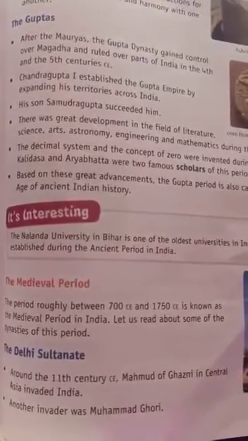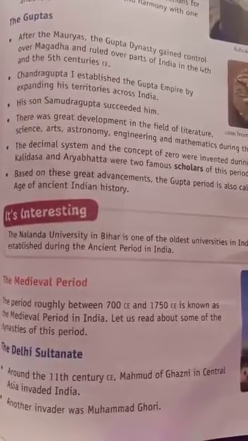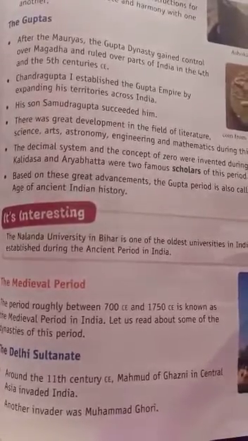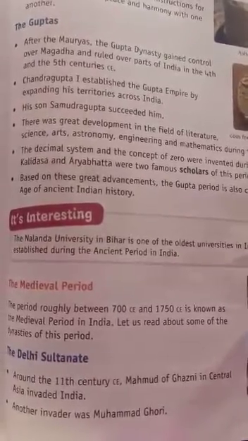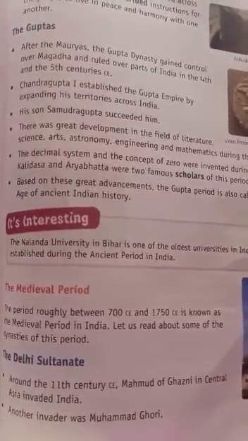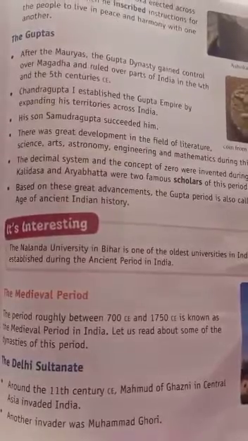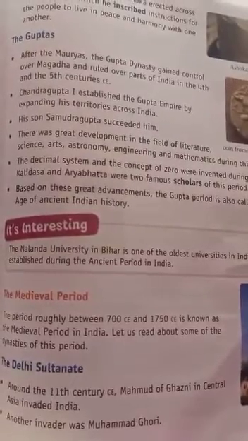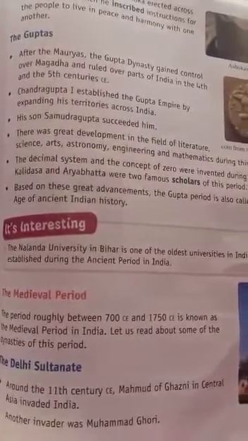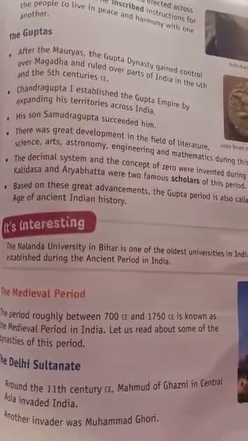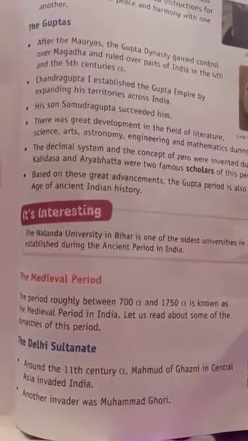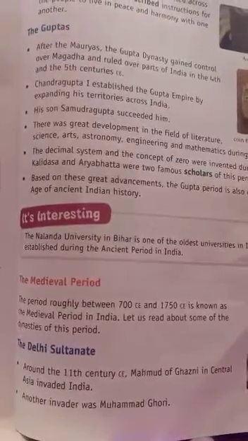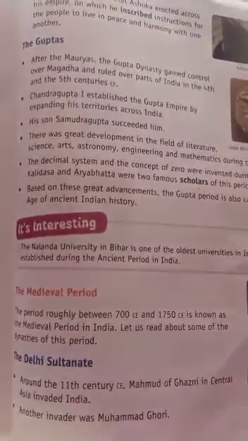And in those periods, Kalidas and Aryabhata were two famous scholars at this time. So, based on the great development and great advancements of those learning and practice, this Gupta period was also called the golden age of our Indian history. That is about the ancient period. Next, we will move to the medieval period.